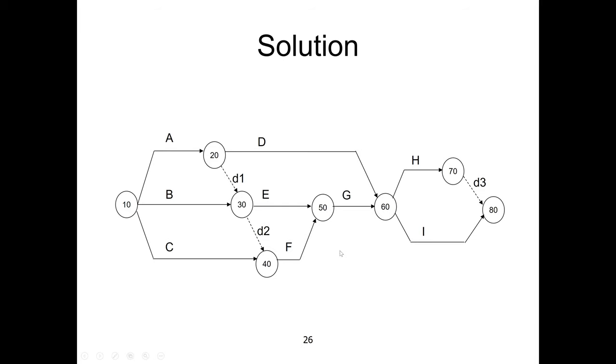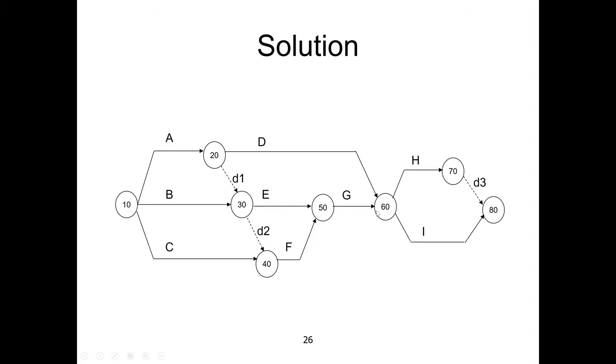Okay. And then we have E and F, and after them is activity G. Activity G will start when E and F are complete. So we can join E and F at a common node at 50. Then activity G will start.